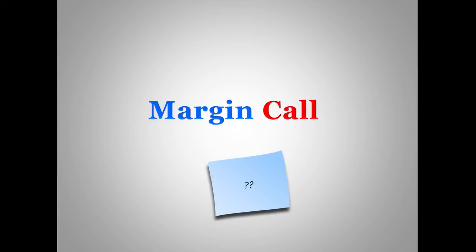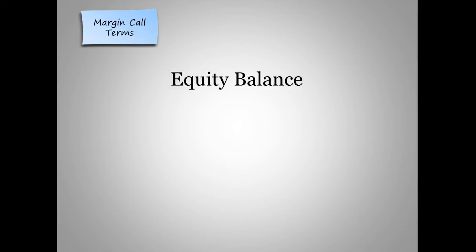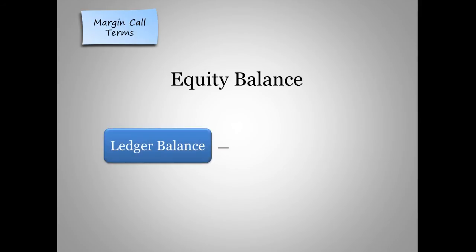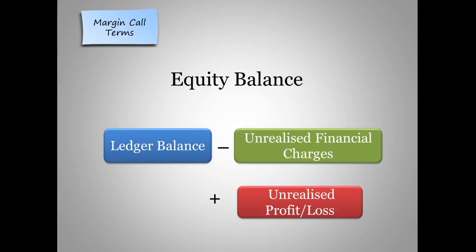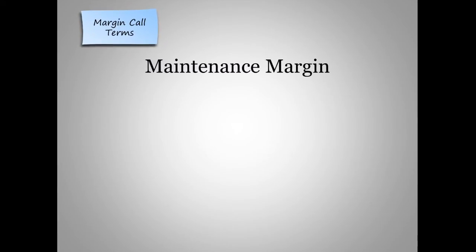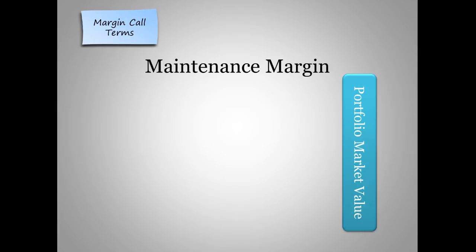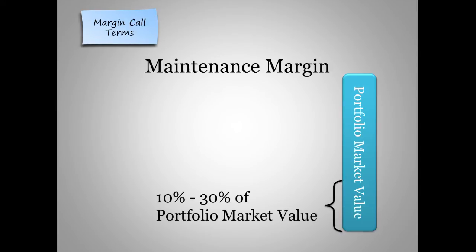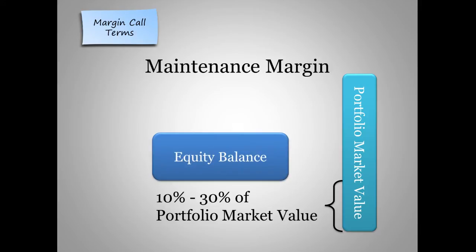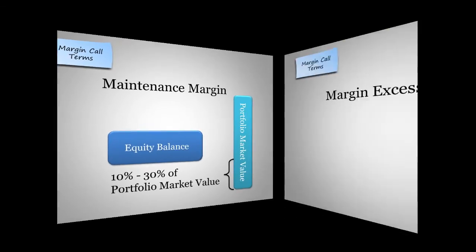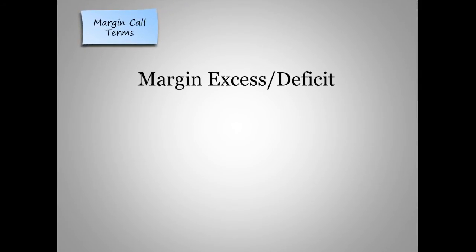Before we begin with margin call, let us understand 3 very important terms. The first is equity balance. This is basically taking your ledger balance and subtracting any unrealized finance charges and adding any unrealized profits or losses. The next term to note is called maintenance margin. This is basically between 10% to 30% of the portfolio market value, which is essentially a percentage of your equity balance. The margin excess or deficit is the next term that you have to understand. It is basically the difference between the equity balance and the maintenance margin.